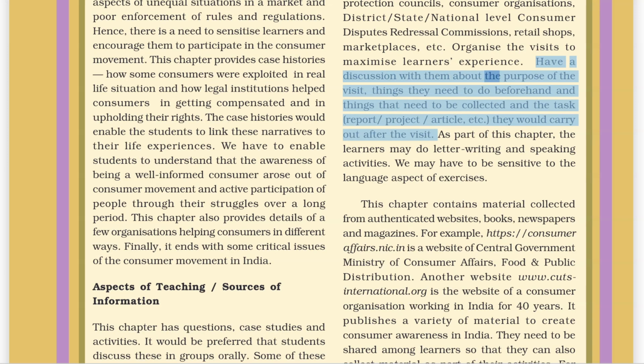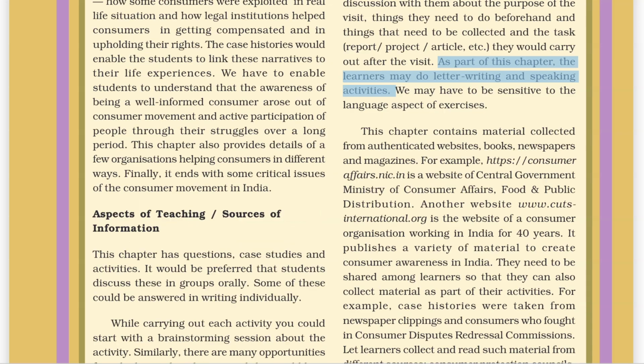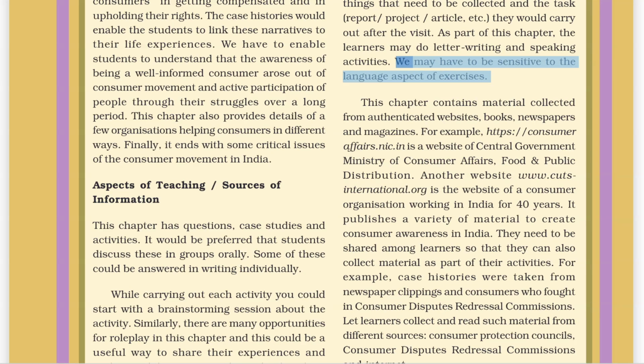Have a discussion with them about the purpose of the visit, things they need to do beforehand and things that need to be collected, and the task, report/project/article, etc. they would carry out after the visit. As part of this chapter, the learners may do letter writing and speaking activities. We may have to be sensitive to the language aspect of exercises.